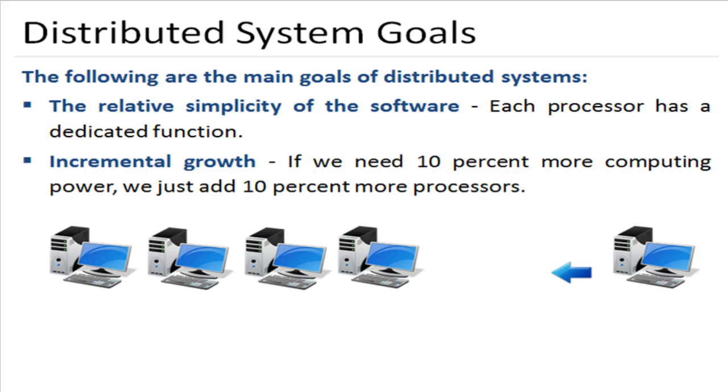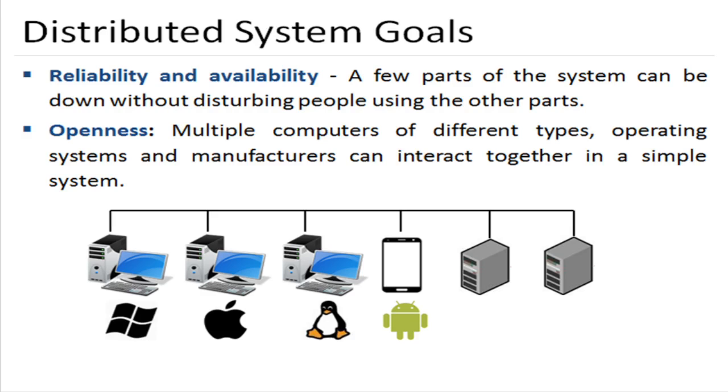The following are the main goals of distributed systems. First one is the relative simplicity of the software. Each processor has a dedicated function. Next one is incremental growth. If we need 10% more computing power, we just add 10% more processors. Next one is reliability and availability. A few parts of the system can be down without disturbing people using other parts. Another one is openness. Multiple computers of different types, operating systems and manufacturers can interact together in a simple system.